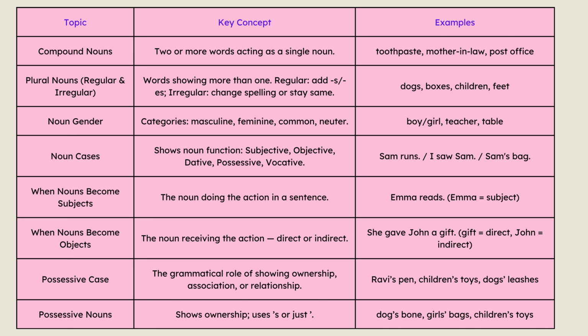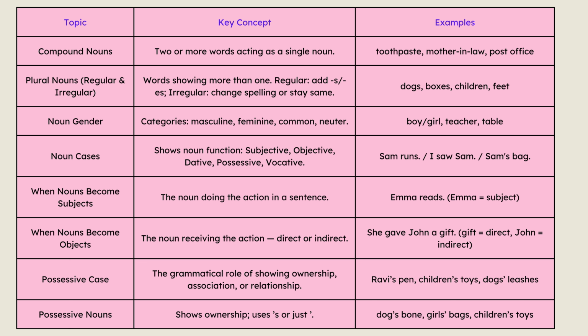Plural nouns, regular and irregular. Plural nouns show more than one. Regular plurals are formed by adding s or es, like dogs and boxes. Irregular plurals change spelling or stay the same, like children and feet. Noun gender. Nouns can show gender and are divided into 4 types. Masculine, like boy or king. Feminine, like girl or queen. Common, like teacher or student. Neuter, like table or pen.